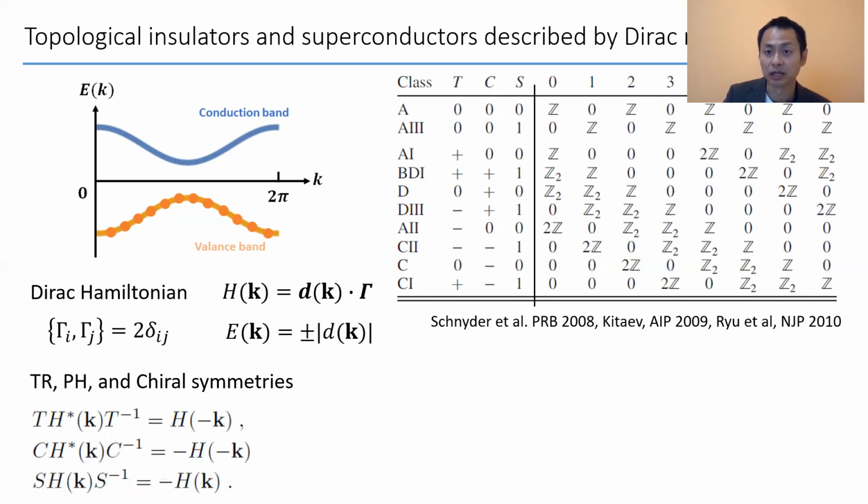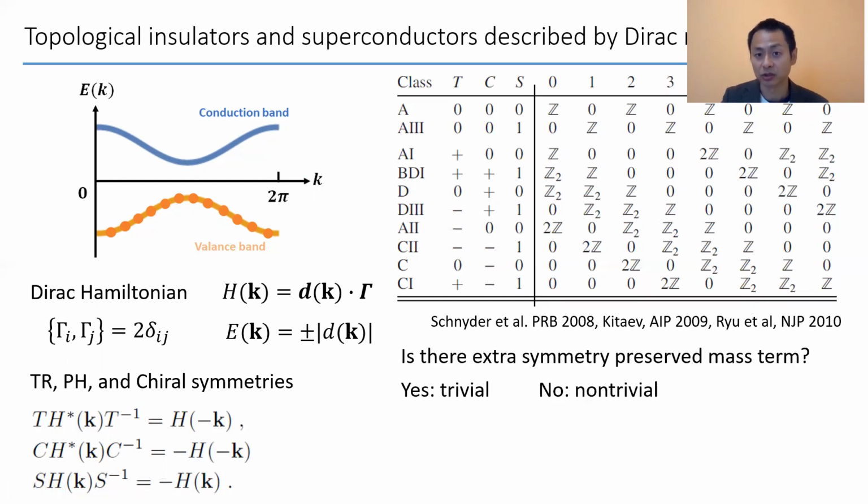Now, without going into too much detail, the hand-waving argument is to say, how do you distinguish whether a specific symmetry and dimension can be topologically non-trivial or not? You can ask, is there some extra symmetry-preserving mass term that is allowed in this specific dimension and symmetry class? If the answer is yes, then that means these two topologically distinct phases are not really distinct, because you can turn on an additional mass term to connect them. And so the system is actually trivial.